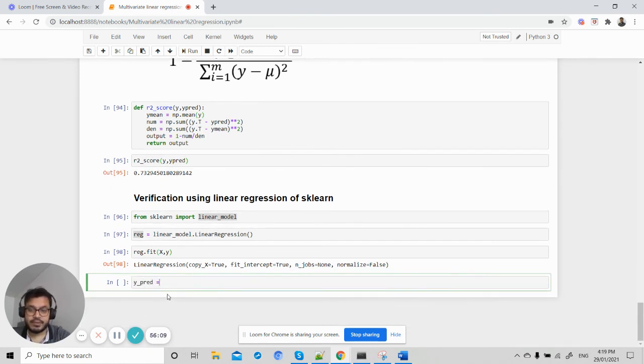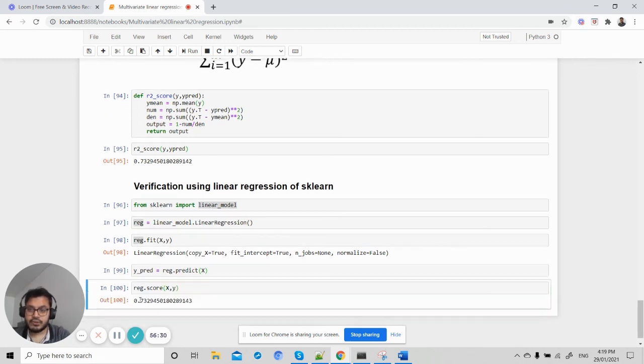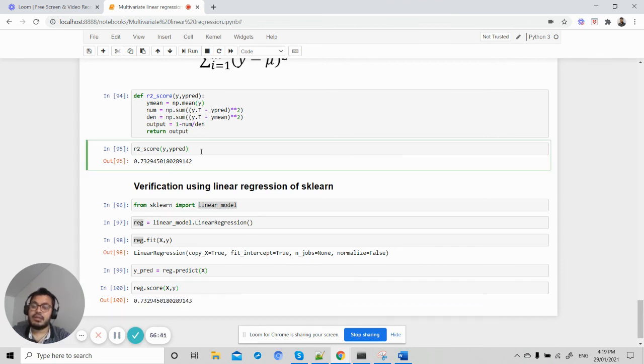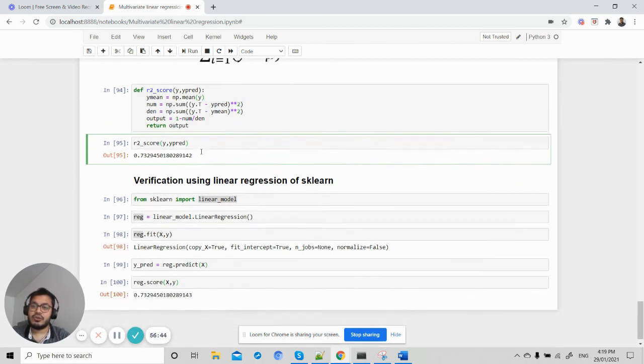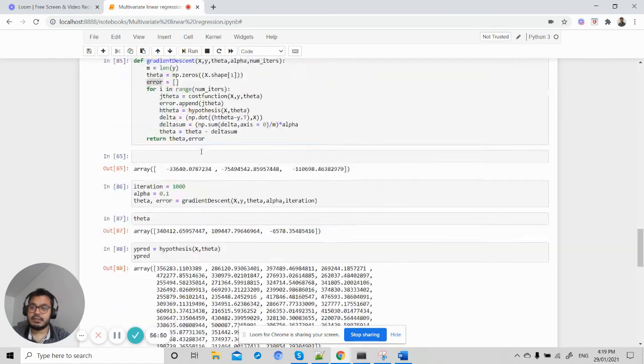Let's predict, like dot predict x. Now let's calculate our accuracy, like dot score x comma y. So here we can see the match of our score. So our linear regression model generates the same accuracy that we received while implementing it from scratch. So this is how we implement a linear regression multivariate equation.